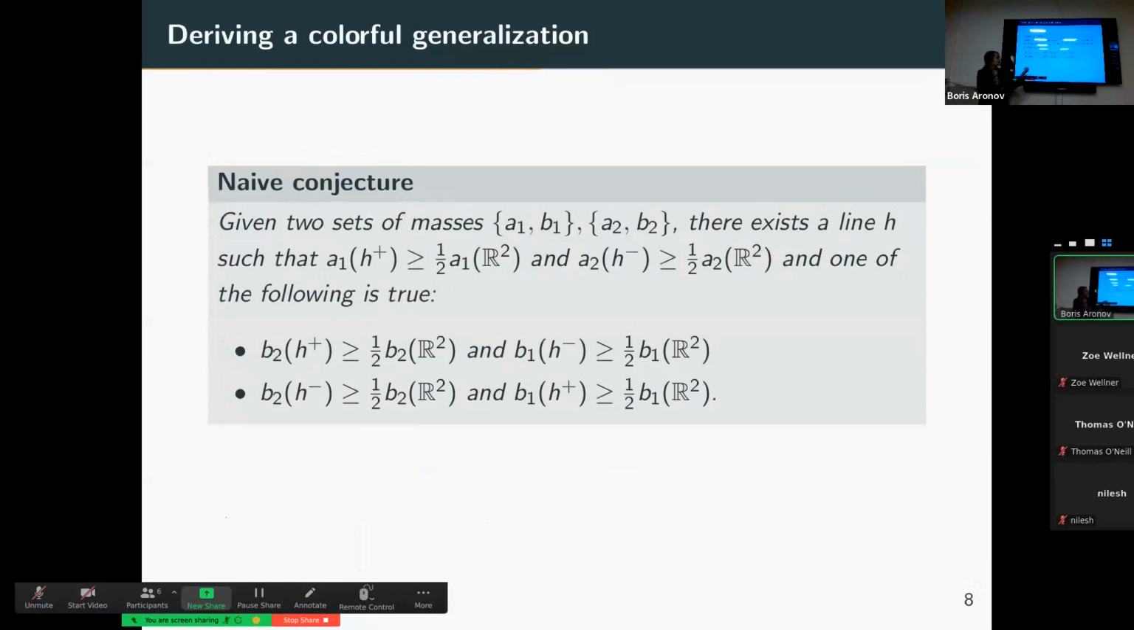So now, instead of the more strict criteria that I said before, we have our two colors of masses and the A and B masses in each one. And we'll say that there's at least half of the A1 mass in the positive half space, at least half of the A2 mass in the negative half space. And then either B2 has half of its mass in the positive half space, and B1 has half of its mass in the negative half space, or kind of the reverse. So you have B2 mostly in the negative half space and B1 mostly in the positive half space.